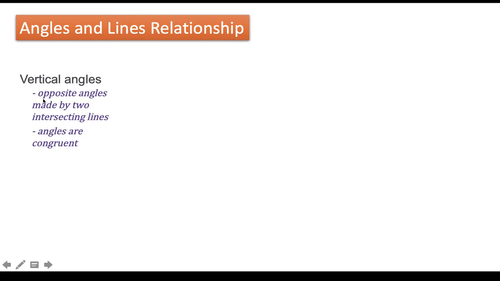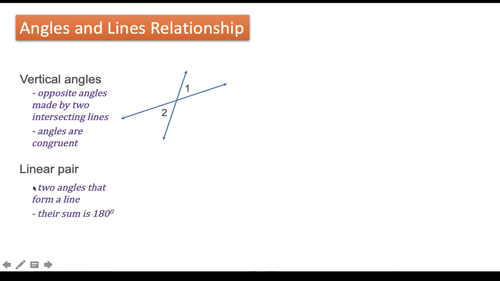Vertical angles are opposite angles made by two intersecting lines. So if these two lines intersect, the opposite angles 1 and 2 are called vertical angles. And these two angles have the same angle measurement. They are congruent. So if angle 1 measures 40 degrees, angle 2 also measures 40 degrees.